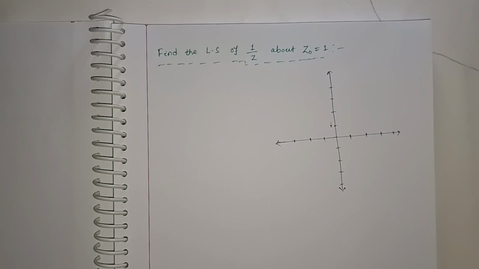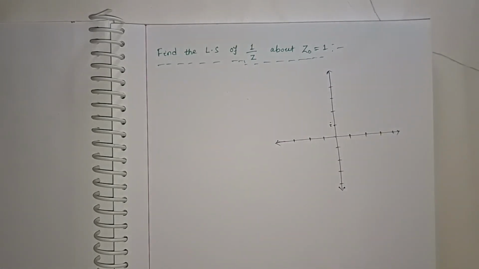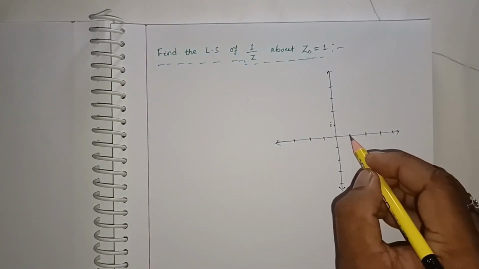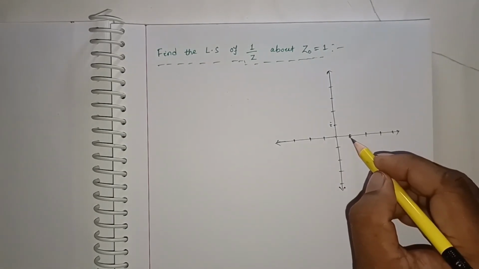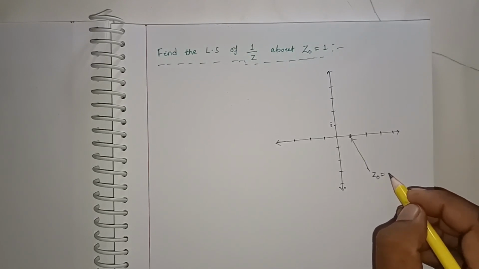Okay, now this is the z equal to 0 value. So where do we have to find the Laurent series of this function? Here, z0. This is the z0 position. Clearly you have to write z0 equal to 1.